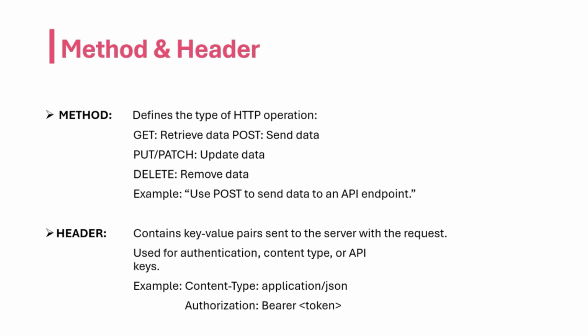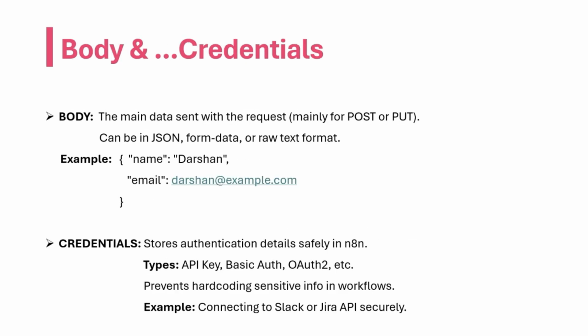So basically, header contains extra information like content type or authentication. Then here come our body and the final part, credentials. So body is the actual data you send, mostly in POST or PUT. For example, my name, that is Darshan, and my email, that is Darshan@example.com. So it basically works in that way.